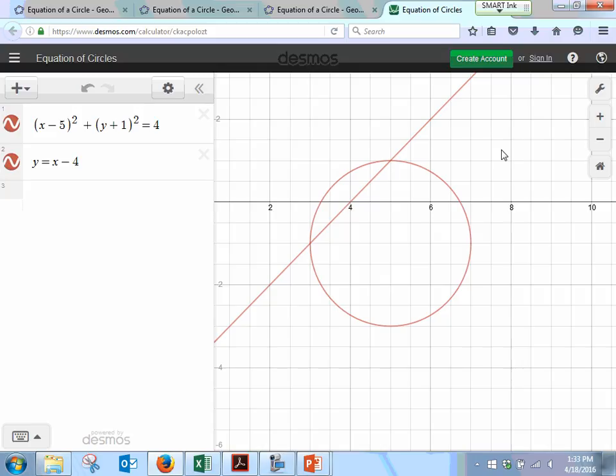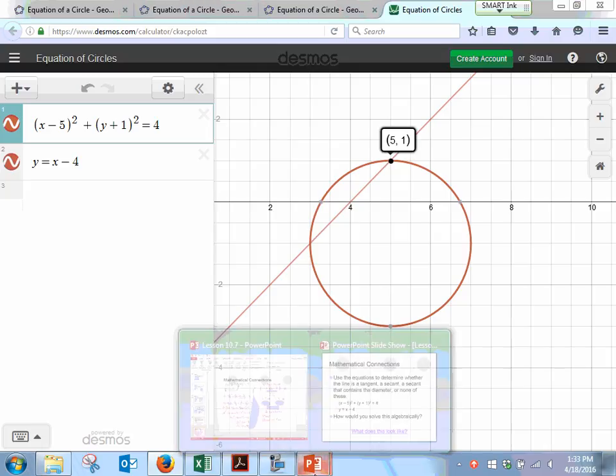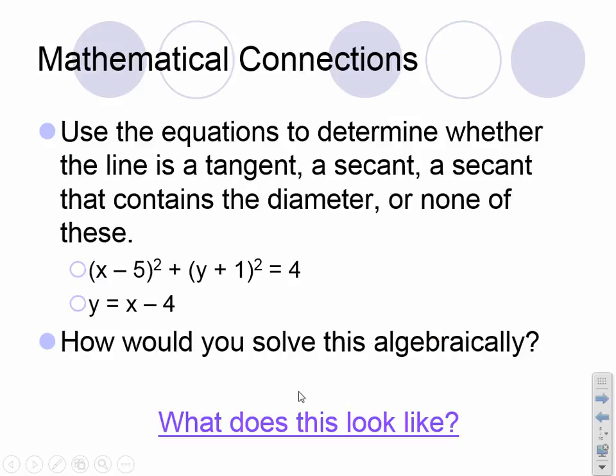So if you look at the circle and the line, the 5 and the 3, hopefully you see what those actually represent. If you look closely here, that point is 5, 1. This point is 3, negative 1. Let's see if I can pin that. The 5 and the 3 just gave you the x values. So hopefully that makes a little bit of sense, finding out what you actually have, whether you have a tangent, a secant, or a secant that contains the diameter.